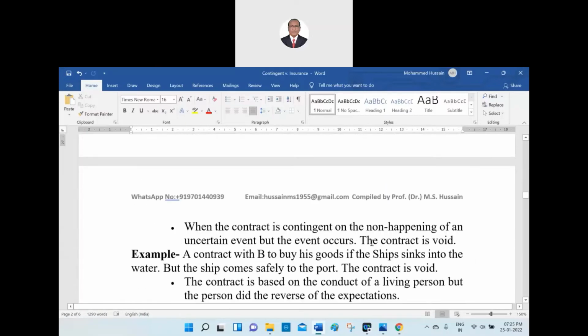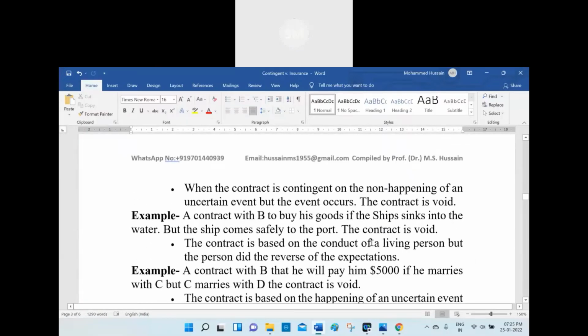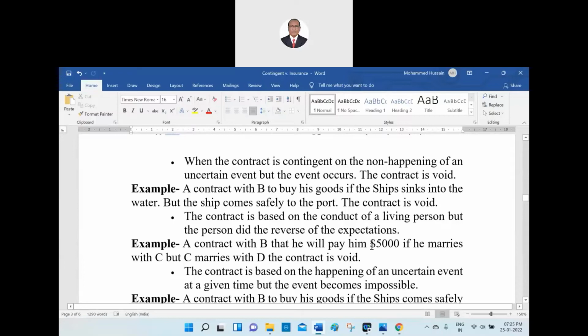So when the contract is contingent on the non-happening of an uncertain event, but the event occurs, the contract is void. They say non-happening would be there, but if it happens, then it is also void. Example, a contract with B to buy his goods if the ship sinks into the water, but the ship comes safely to the port, the contract is void.